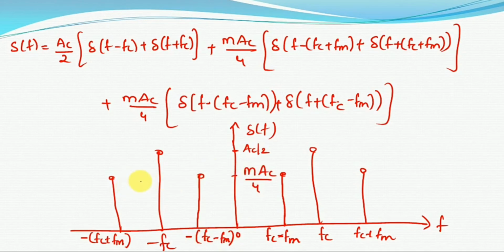So finally this is how to draw the frequency spectrum for single tone modulation, considering the message signal as a cosinusoidal signal.